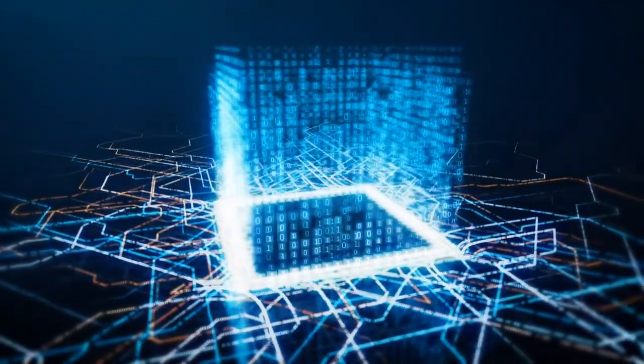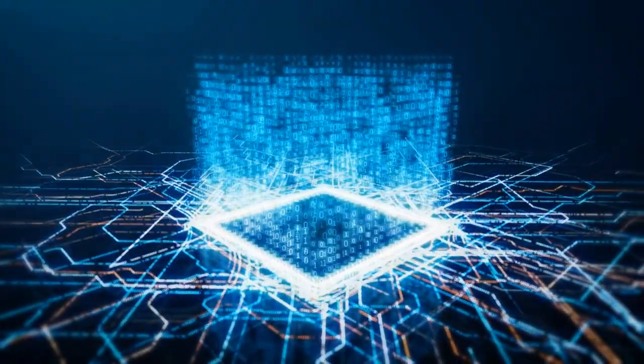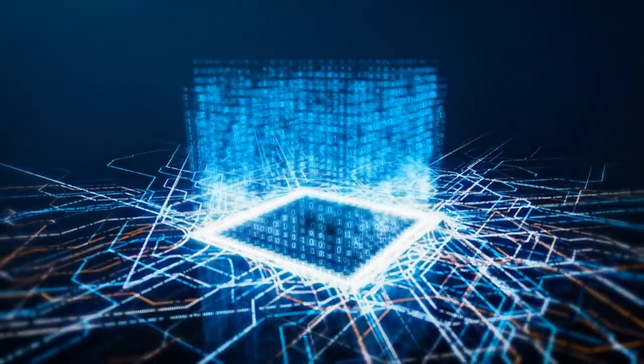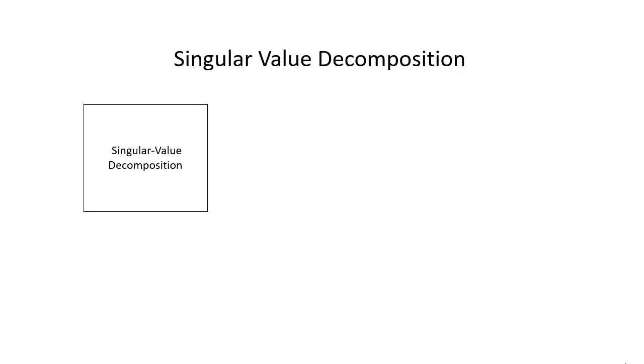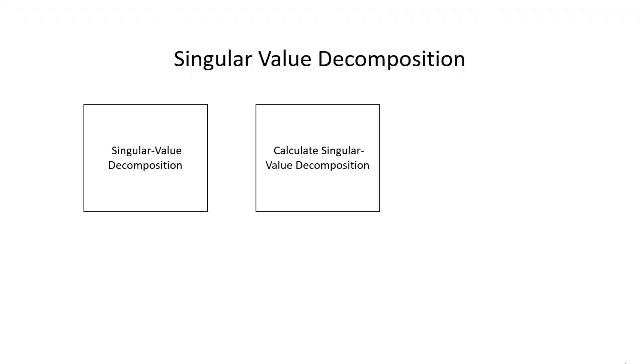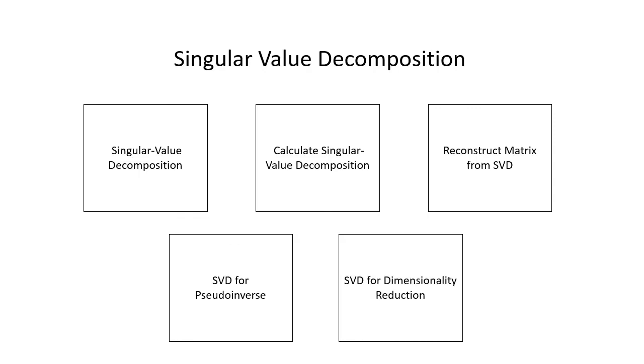In this lesson, you're going to discover how to use the singular value decomposition method for decomposing a matrix into its constituent parts. We're going to break down the lesson into 5 parts. Firstly, we're going to talk about singular value decomposition, and then we're going to calculate a singular value decomposition. Then we're going to reconstruct a matrix from an SVD, and then we're going to use SVD for pseudo-inverse, and then we're going to use an SVD for dimensionality reduction.